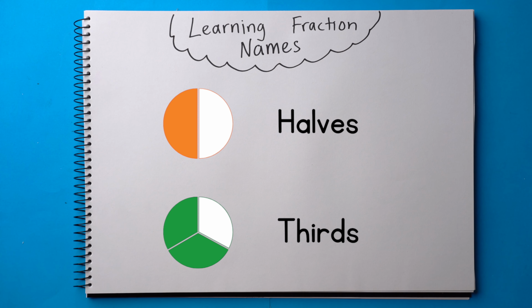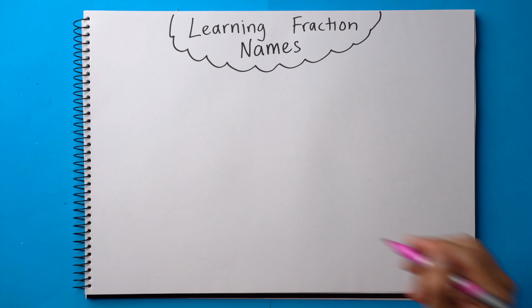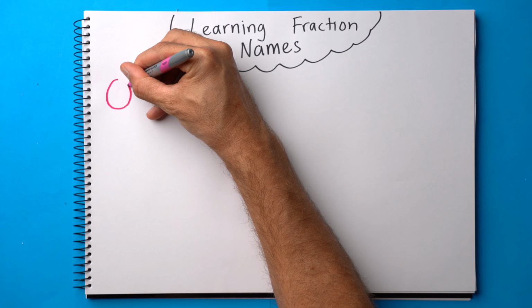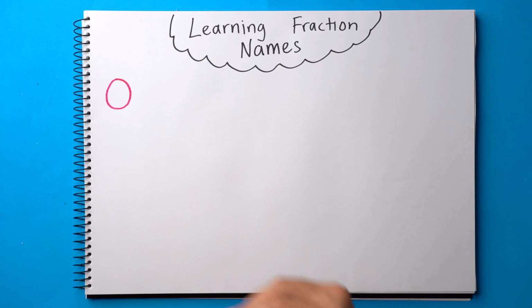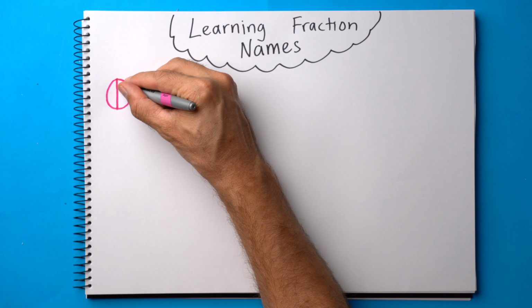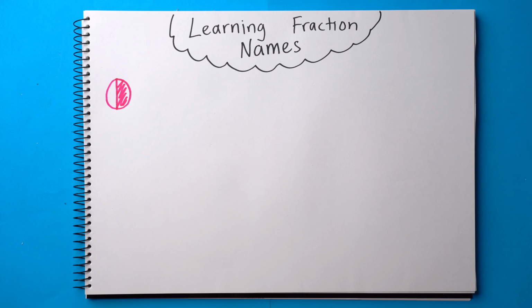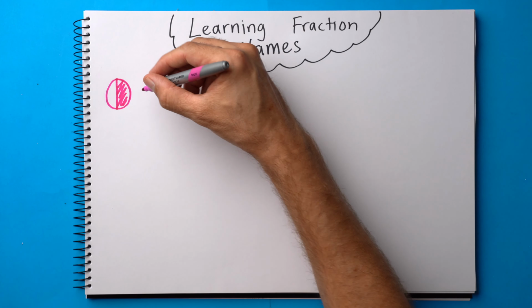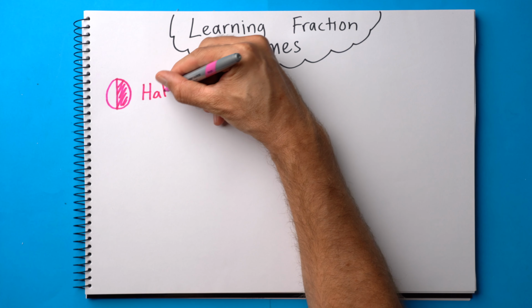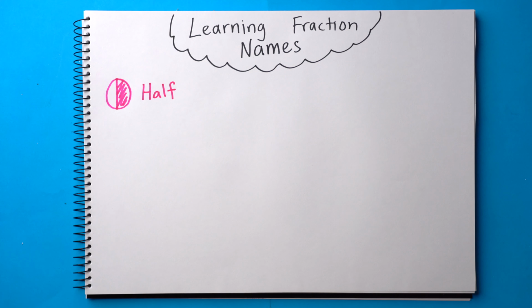In this video we're going to be learning the names of fractions from halves to tenths. Alright, so let's start off with halves. Halves, if this is a whole, we know that a half is one of those pieces. So it's the whole shared between two, equally. We can write that as a half, or one half.